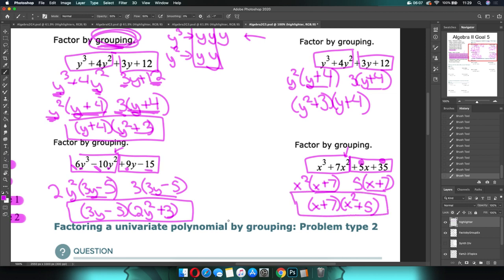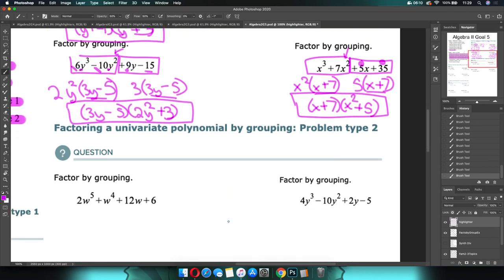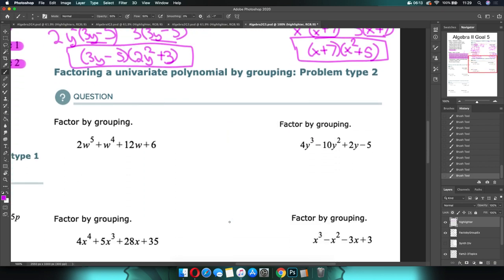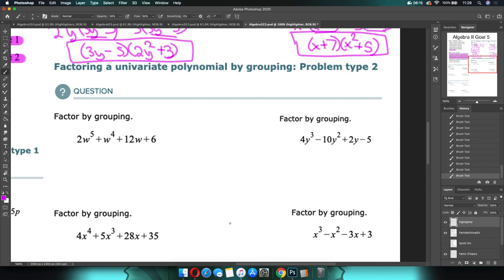What does problem type 2 look like? Let's scroll down and have a look. It looks at a glance like it might not be that bad. It looks like the same thing, so let's do an investigation. So we're going to pull out here and here, and we're going to pull out here and here. So if I look at this, I can pull out the w to the 4th, right? W to the 4th, and then that becomes a 2w, and then, well, remember, if I pull out w to the 4th from w to the 4th, that should look awfully familiar from goal 3. We know that's going to be 1 because they completely cancel out.